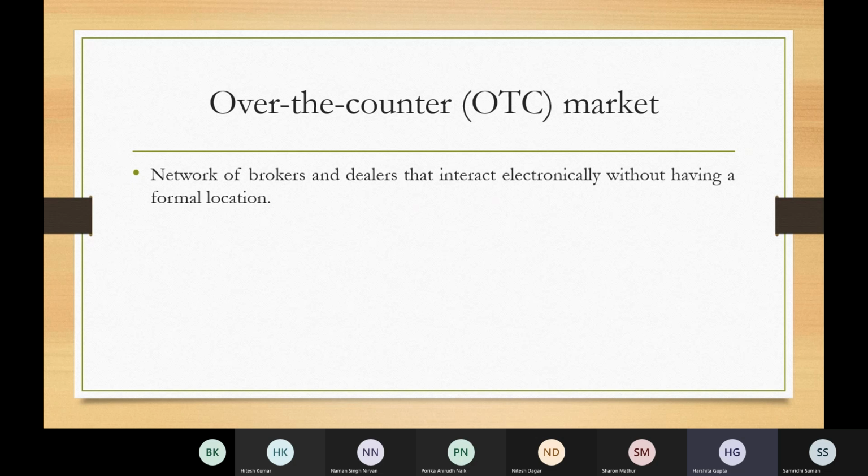Anybody who trades in stock here? Banothu, Naman, Hitesh, Nitesh, Saran, any of you who actually trade in securities? No one? Okay. Let's move forward.